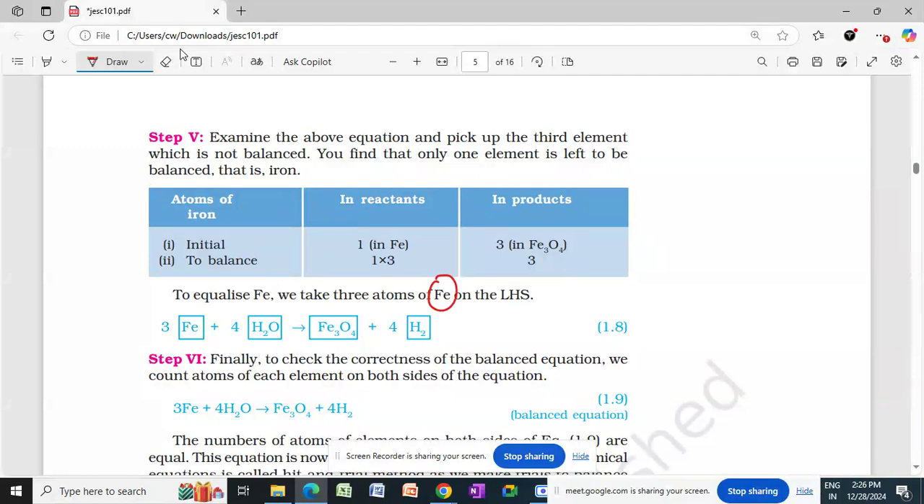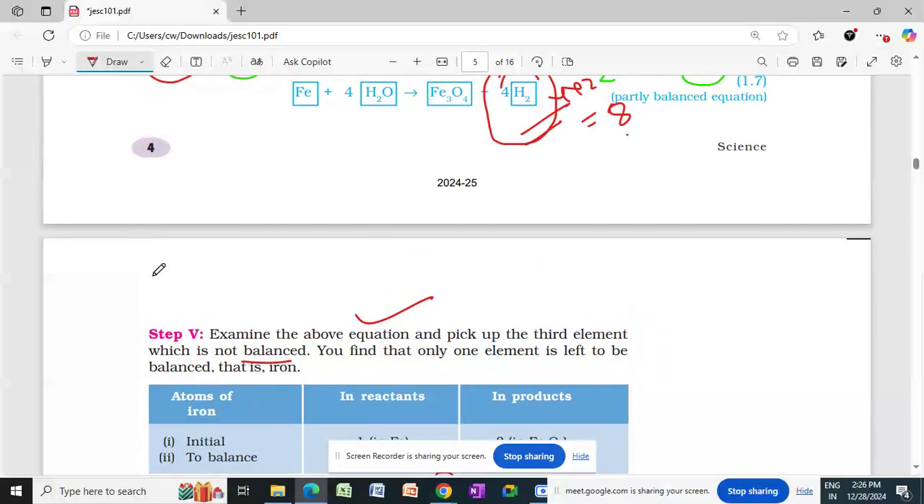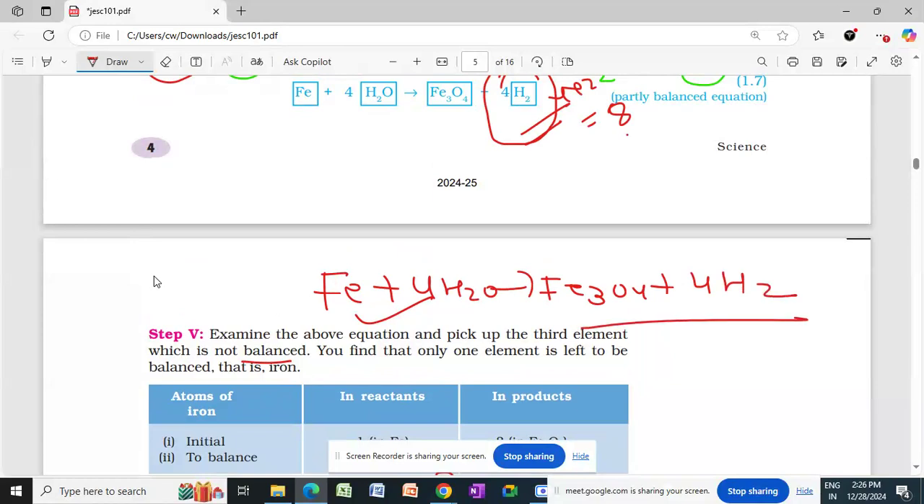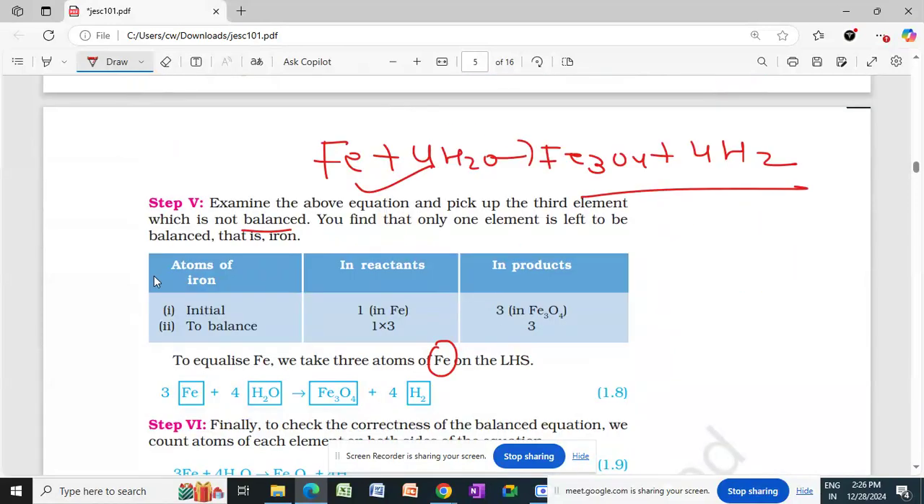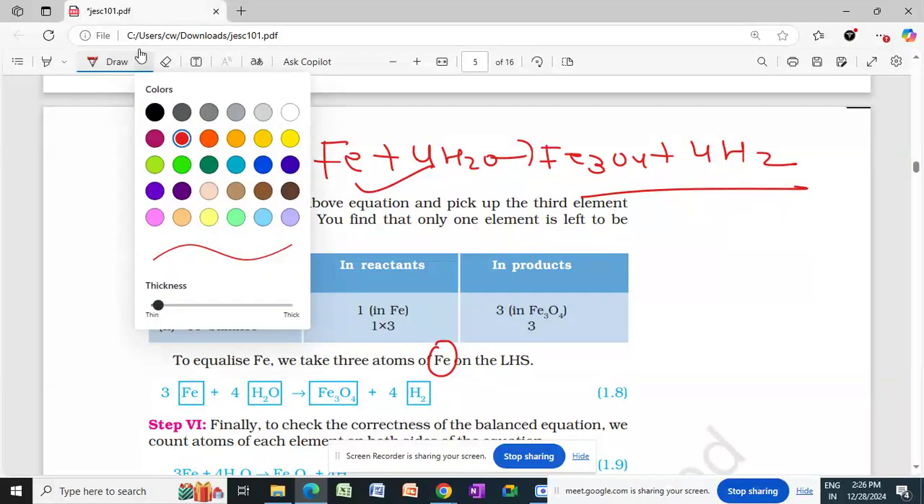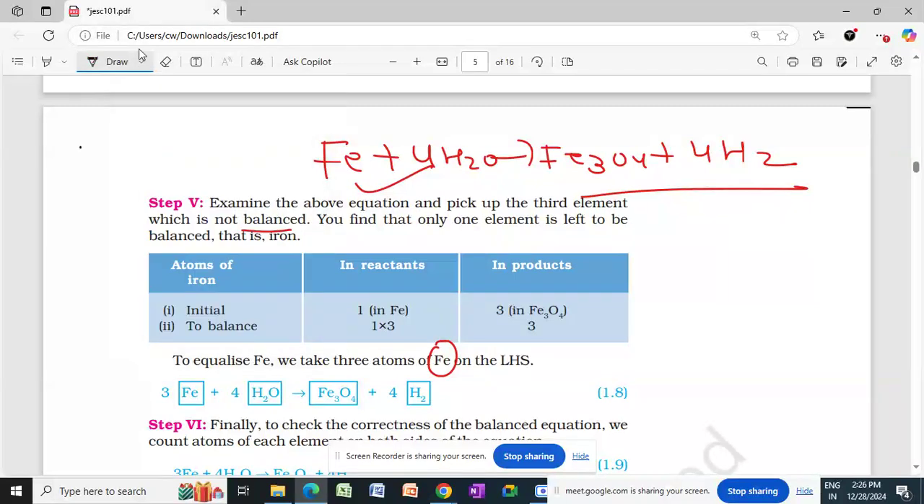So examine the above equation and pick up the third element, which was not yet balanced. So our equation became like this: Fe plus 4H2O will give you Fe3O4 plus 4H2O. This was our equation. Okay. So now we have to balance the third element. Which element is left yet unbalanced? Iron. So let's see its steps.